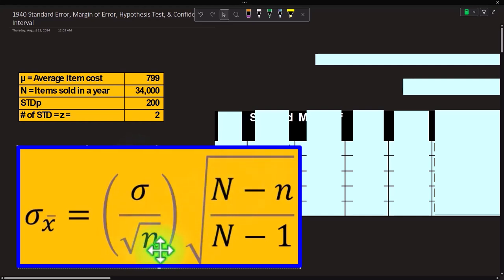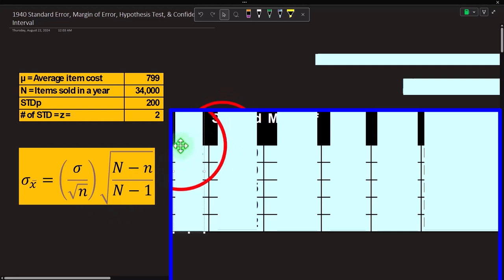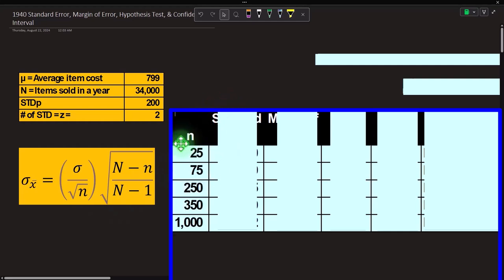And that's what we're going to vary this time, is n. So what happens to the standard deviation of X bar, measuring the spread of the data on the bell curve, as we increase n, which is in the denominator? So you can kind of imagine what's going to happen, even though it's the square root of n. Okay, so let's say we have n. This is going to be our sample size. It goes from 25 to 75 to 250 to 350 to 1,000. So our population is the same, 34,000 in the population, but we're changing the sample size.